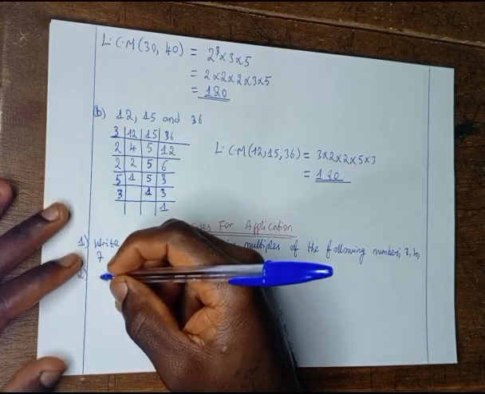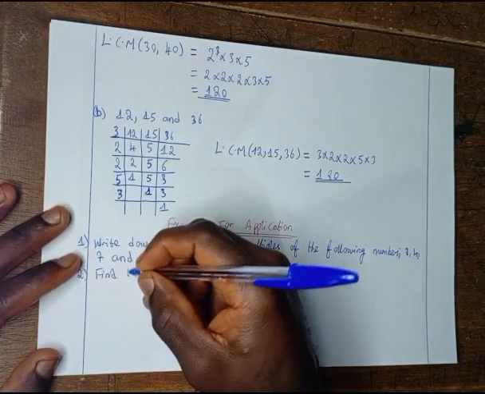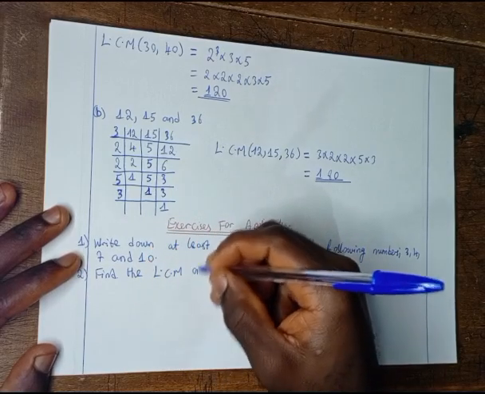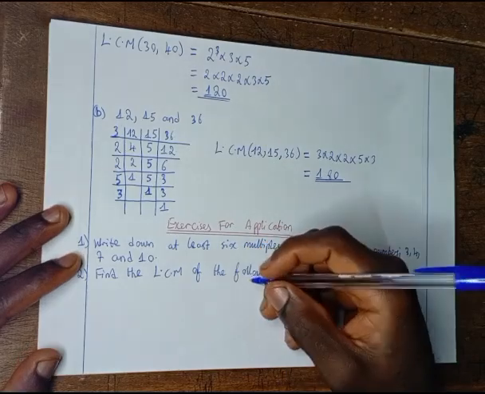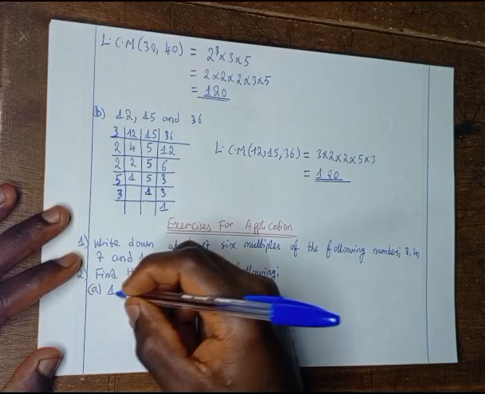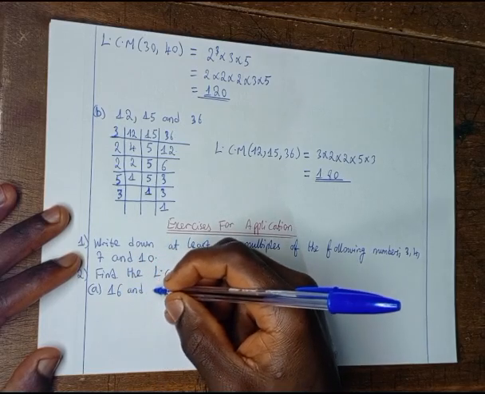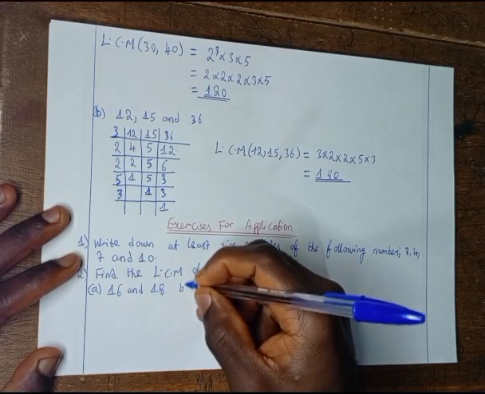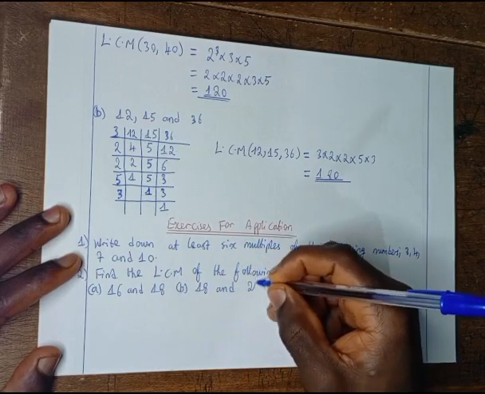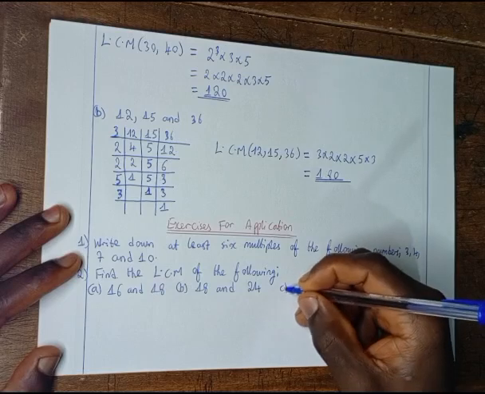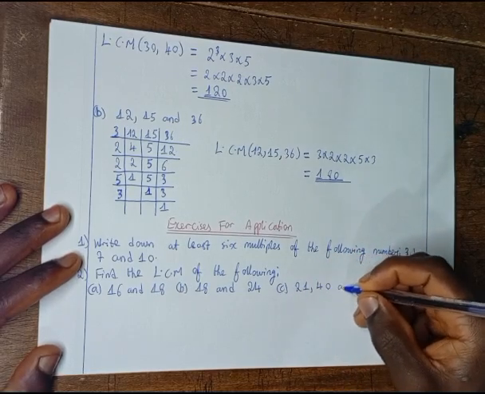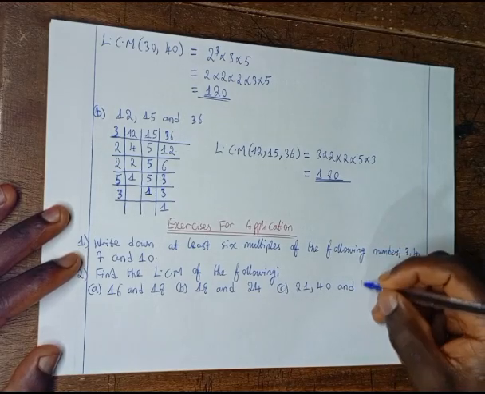Question 2 says find the LCM of the following. Question A, 16 and 18. Question B, 18 and 24. Question C, 21, 40 and 100.